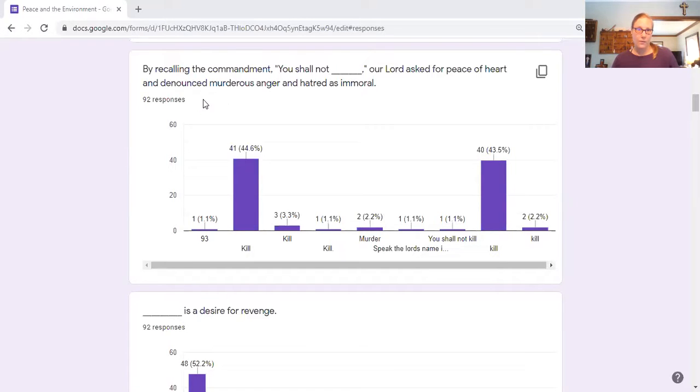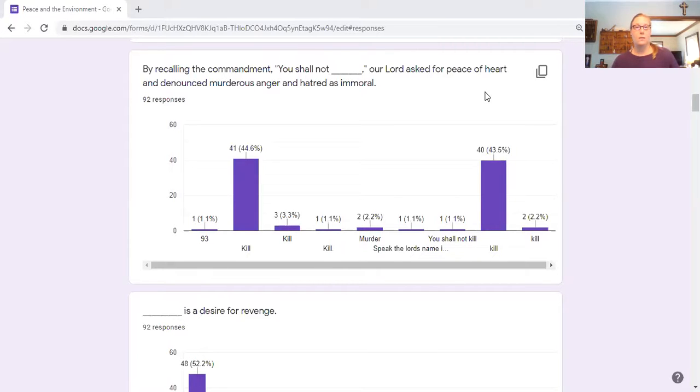All right, let's take a look at this first question here. By recalling the commandment, you shall not kill, was the answer. And you're going to see, if you capitalized it or didn't, it might have marked you wrong. But I went through each one individually, so you got it right if you put something along that line. I think I even gave these people who said murder the point as well.